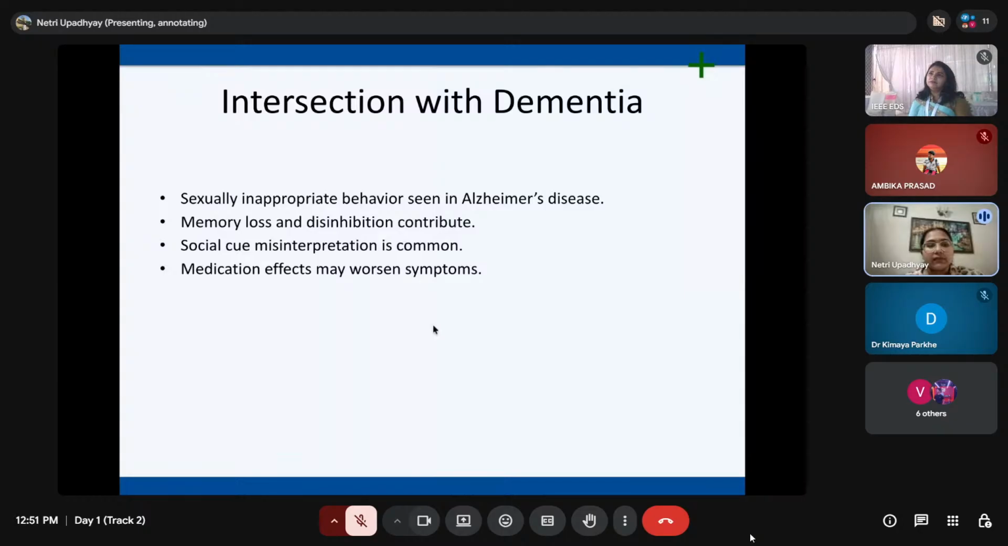When we talk about its intersection with dementia, we see that there is usually sexually inappropriate behavior that can be seen in memory disorders such as dementia as well as Alzheimer's. Memory loss and disinhibition are the major contributing factors towards this, and social cue misinterpretation is very common. One very important thing to remember here is that medication effects may worsen these symptoms.